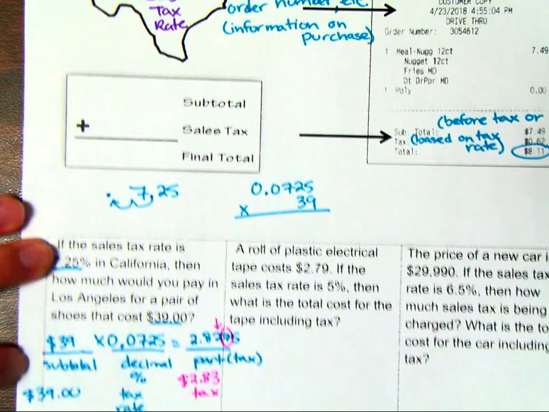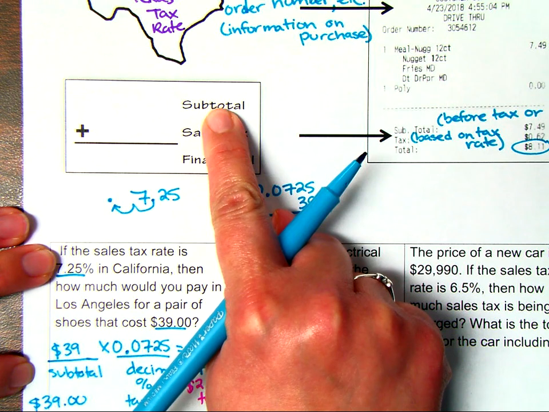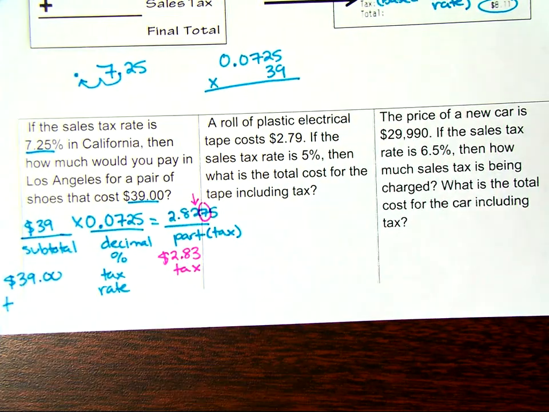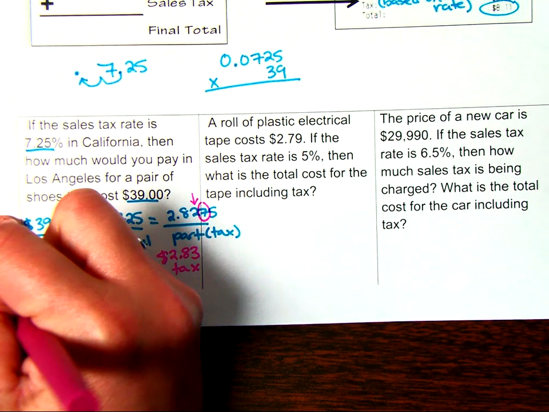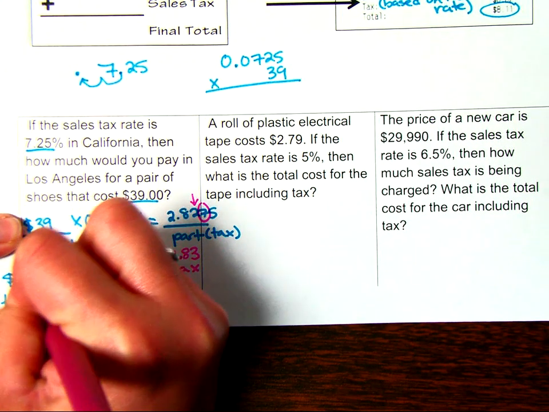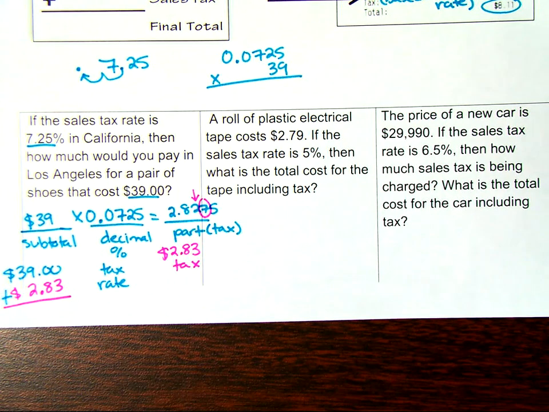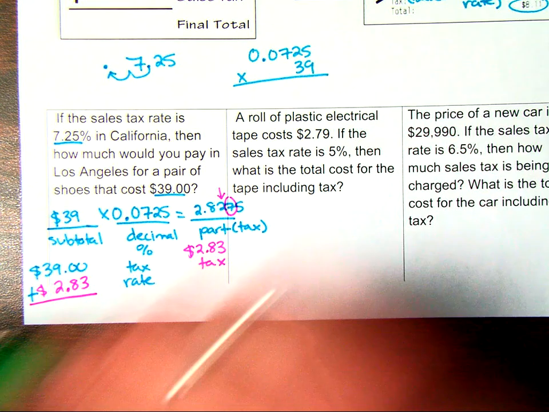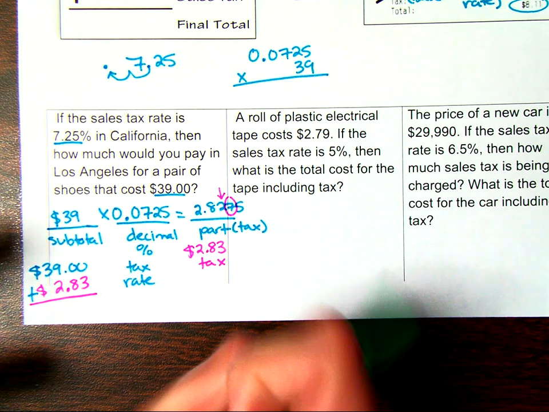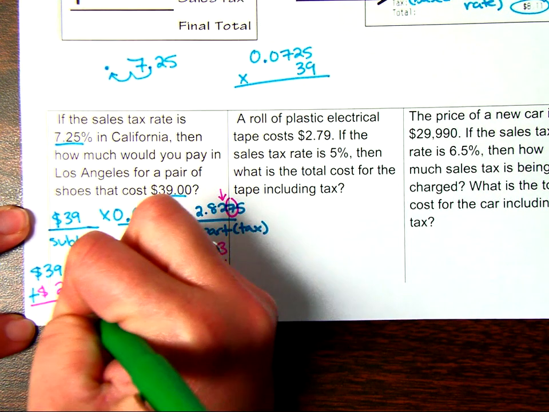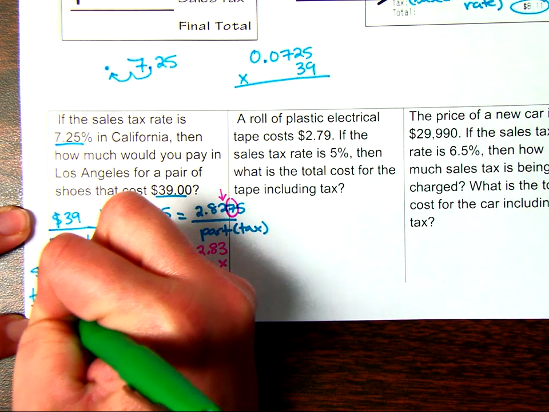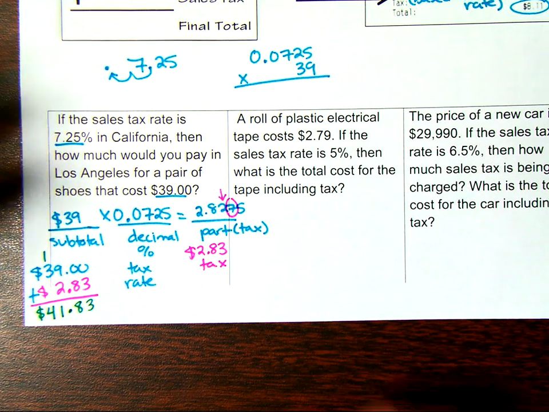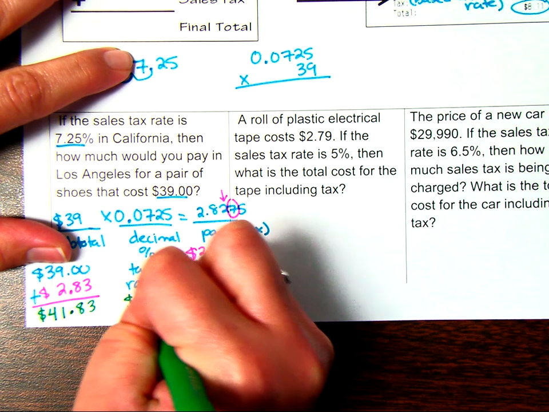I'll show you that visual right here. You take the subtotal, which we got $39, plus the sales tax, which we just figured out was $2.83. Line up our decimals, line up our place value, and then we're going to see that our final answer, so line up my decimals, that's 3, 8, 9, 10, 11, is $41.83. So that's going to be my final answer.